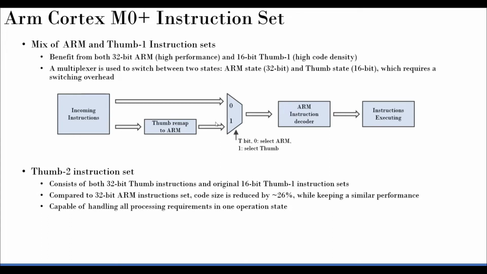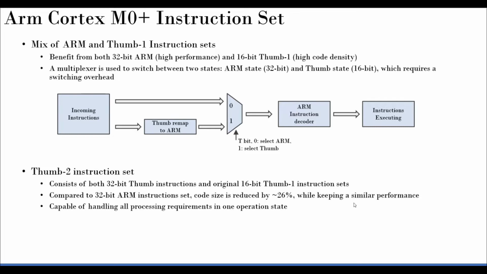Cortex M0 Plus also will have Thumb 1 and Thumb 2 instructions. Actually it's a Thumb 2 instruction set, but it's a mix of 16 and 32-bit instructions. So Thumb 2 in a nutshell has both 32-bit and 16-bit. The code size is reduced by 26% compared to the original 32-bit while keeping a similar performance. That's a key aspect.